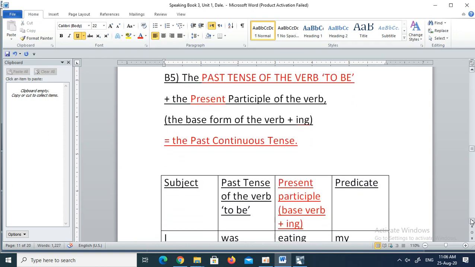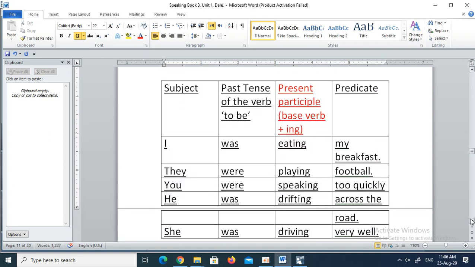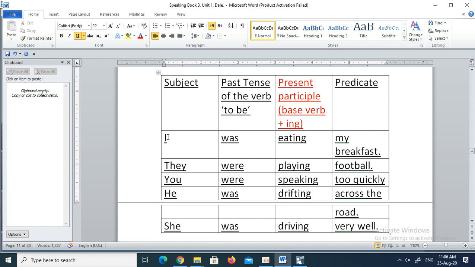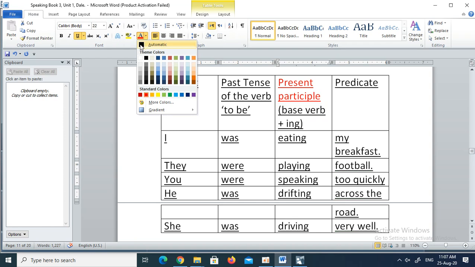Okay. So, again, you will have your subject, and when the subject is I, the form must be was. If the subject is you or they or we in the past, the form of the verb to be would be were. If the subject is he or she or it in the past, the form of the verb to be would be was. Again, we are using the present participle of the main verb, and the present participle again is made up of the base verb plus ing.